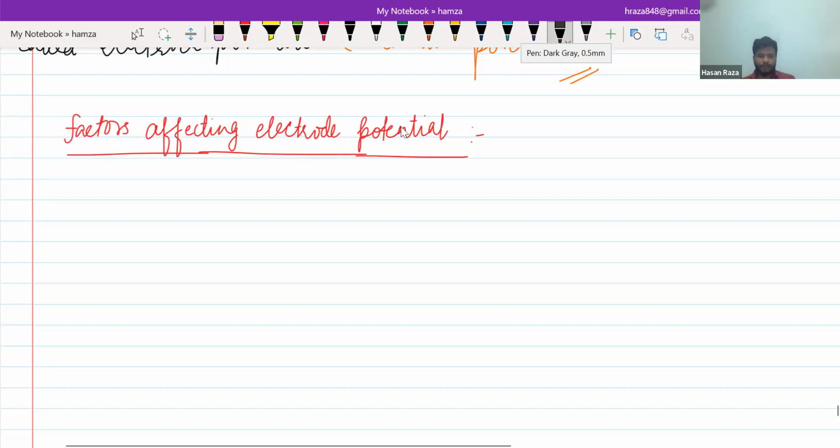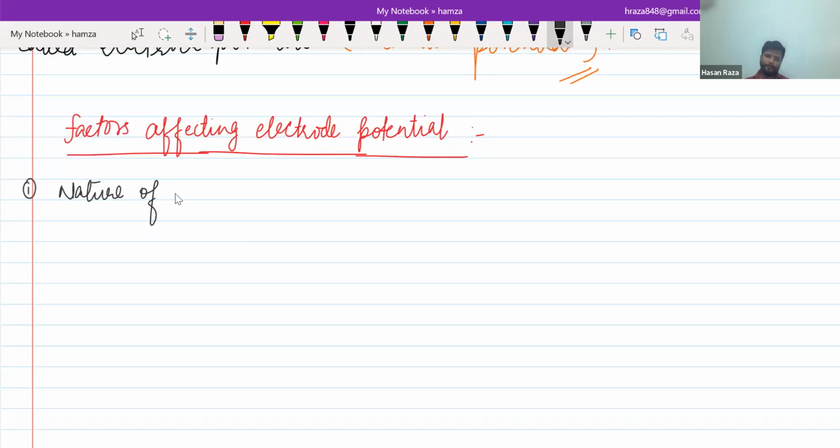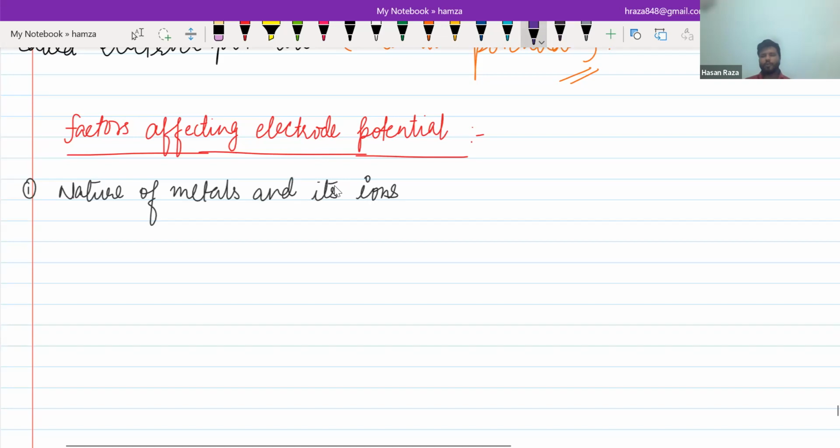So the first factor is nature of metal and its ions. See how on the nature of metal and its ions electrode potential depends. So basically, you know, zinc will be converted into Zn plus 2 electron.